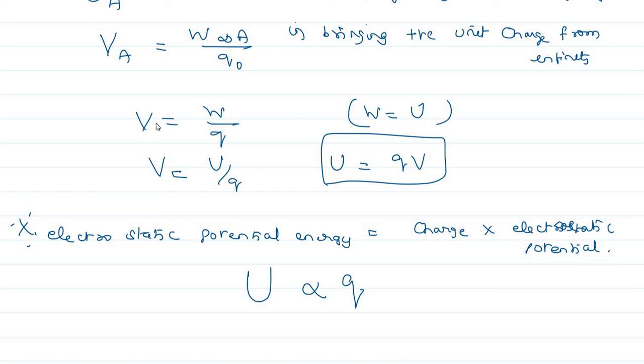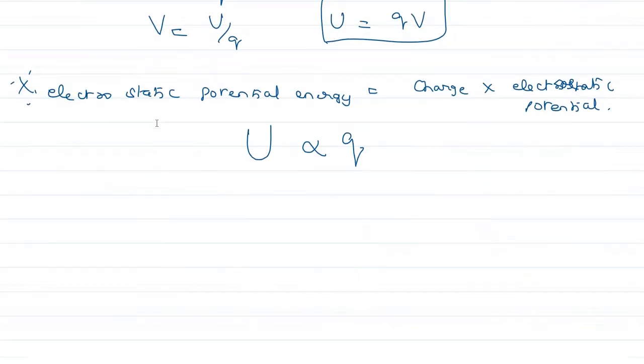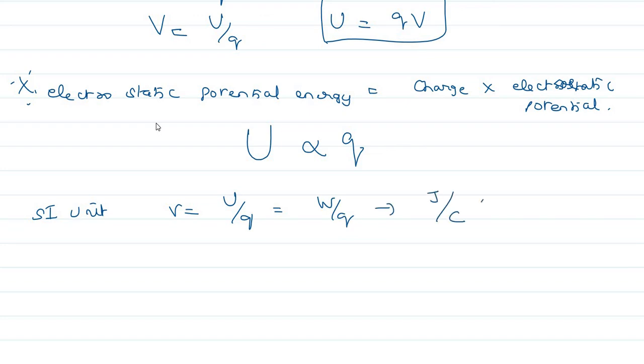Now we have learned new terms, that is U and V. Correct? So what is the SI unit? From the definition itself, V is work done by charge, so it is joule per coulomb. But we usually use volts. The symbol is capital V.